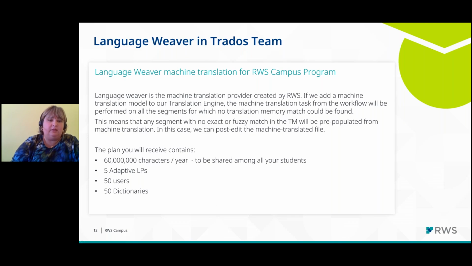You must know that for each academic partner, we have this plan with 60 million characters per year, 5 adaptive LPs, 50 users, and 50 dictionaries.